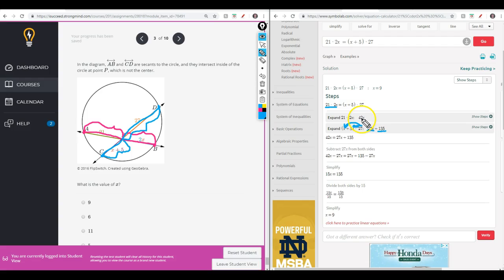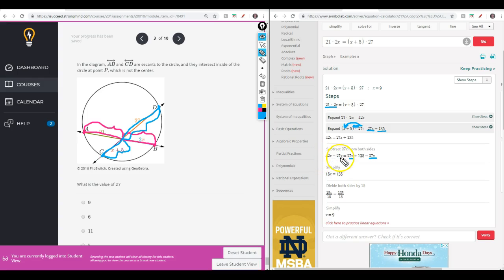So that's how they ended up with 42x right here, and 27x plus 135 right here. So now they're solving for x and they're subtracting 27x from both sides to collect like terms, because there's an x term on this side and an x term on this side. So they're just gathering all of their like terms. So 27x minus 27x reduces down to plus 0. So 0 plus 135 is just 135.